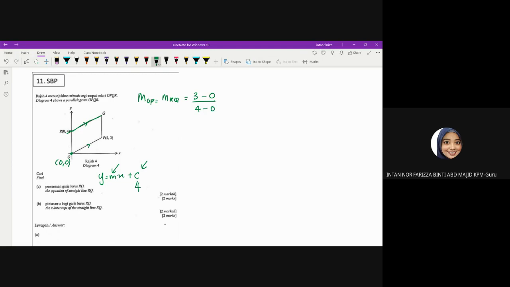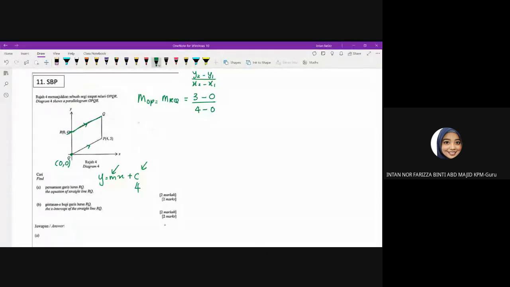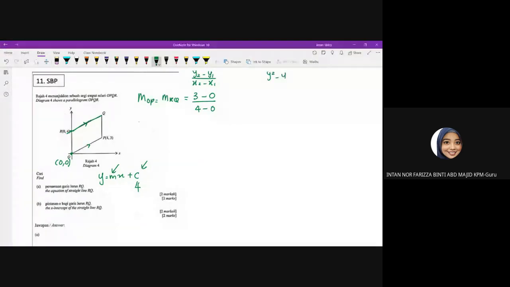This working I get from this formula, y2 minus y1 over x2 minus x1. So remember the numbers 1 and 2 are located down here. You cannot write them on top here because that one is a power. Okay, please take note, this is wrong and this is the correct one. So next, you get 3 over 4 for the gradient of RQ and also the gradient of OP.